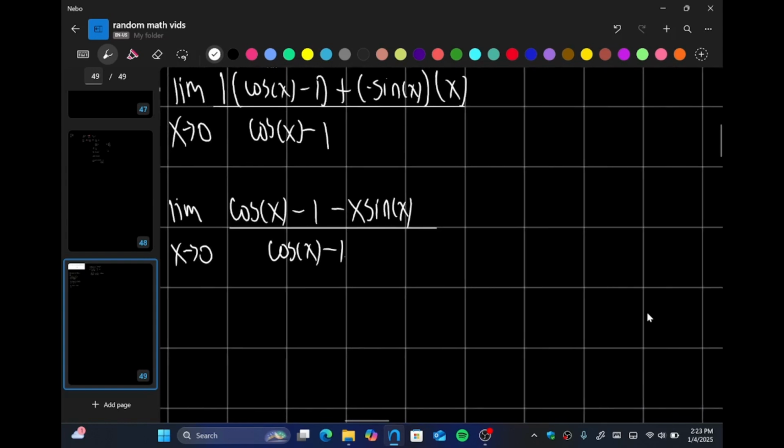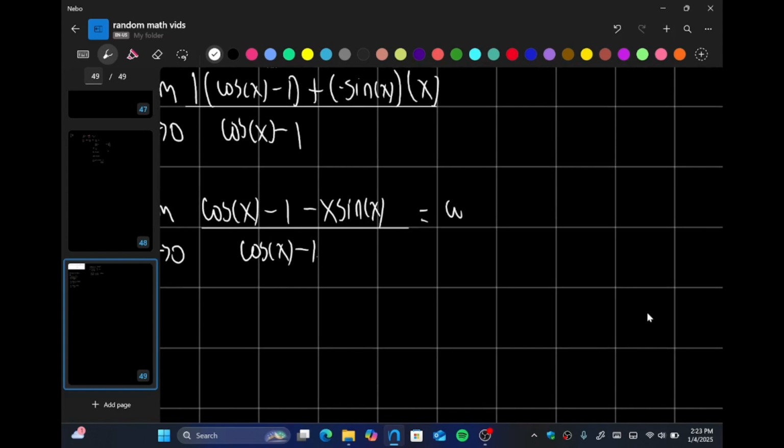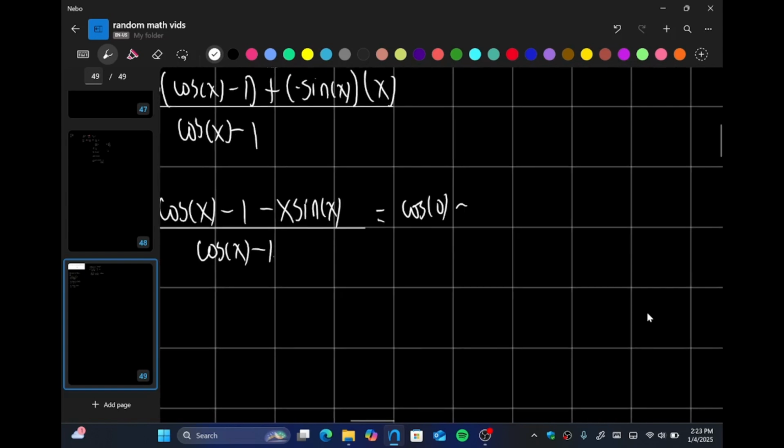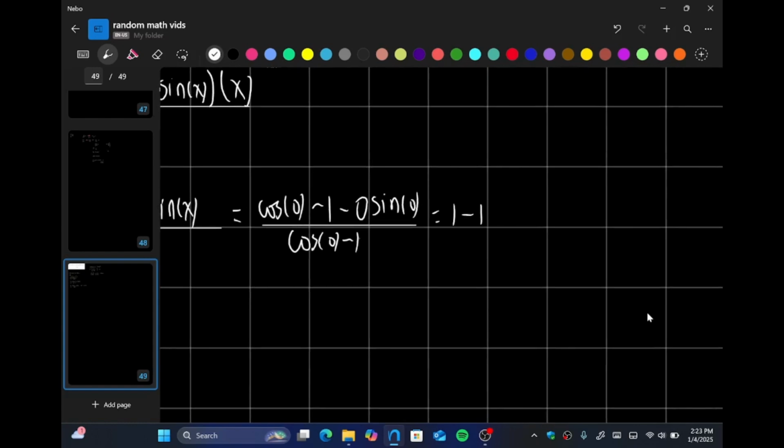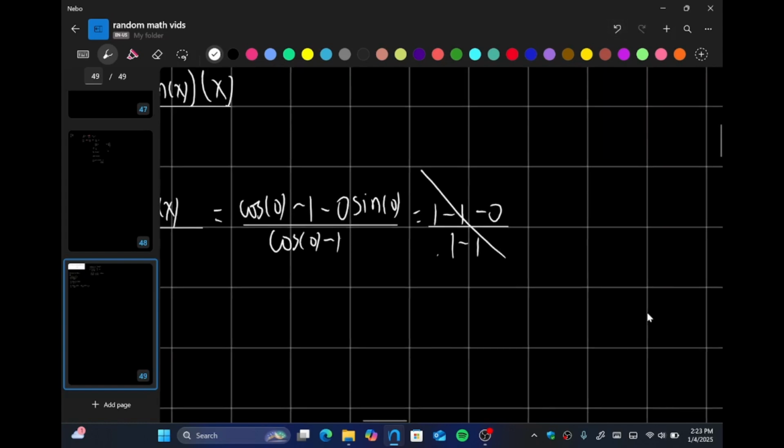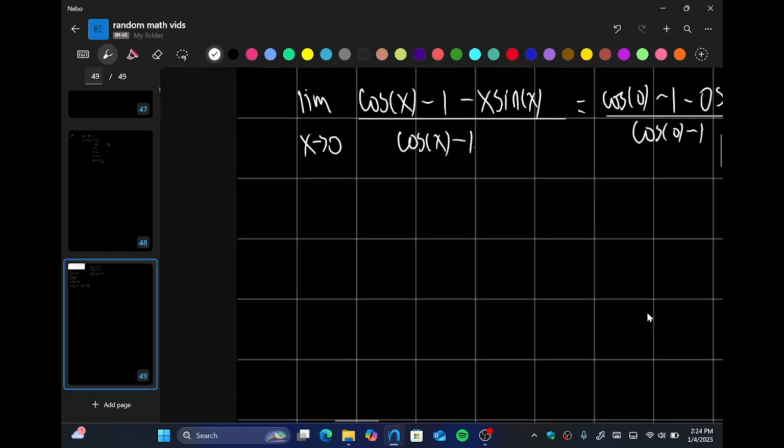And again, if we try to evaluate this, guys, you want to go ahead and try and evaluate this just in case it gives you 0 over 0 again. So obviously we get 1 minus 1 minus 0 over 1 minus 1. So this is 0 over 0, right? It's not going to work. It is still an indeterminate form. So then we do it again.